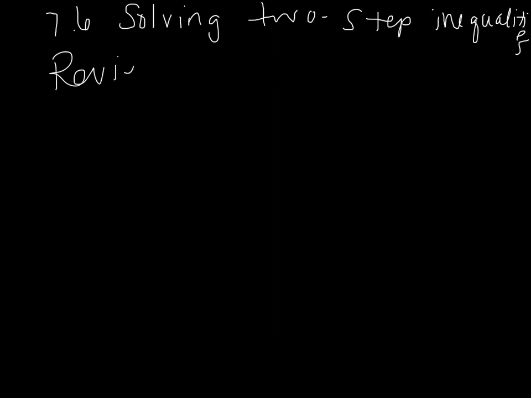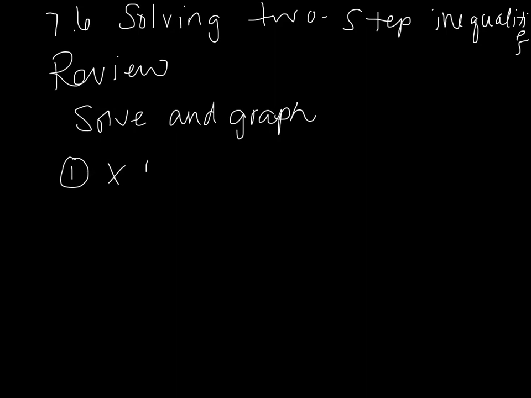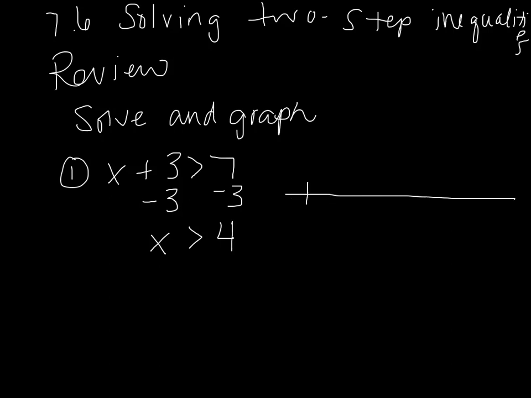Here's our review. I want you to solve and graph the following. The first one is x plus 3 is greater than 7. So I'd subtract 3 from both sides. I would get x is greater than 4. Then I just draw my number line: 0, 1, 2, 3, 4. X is greater than 4.